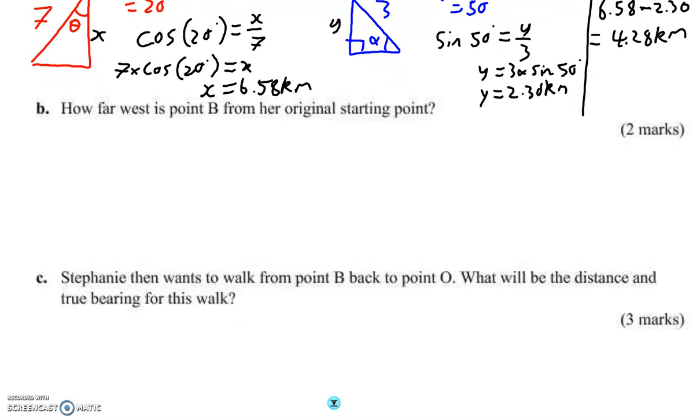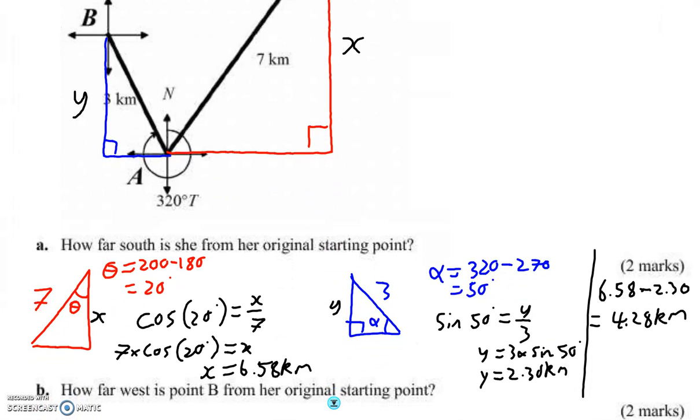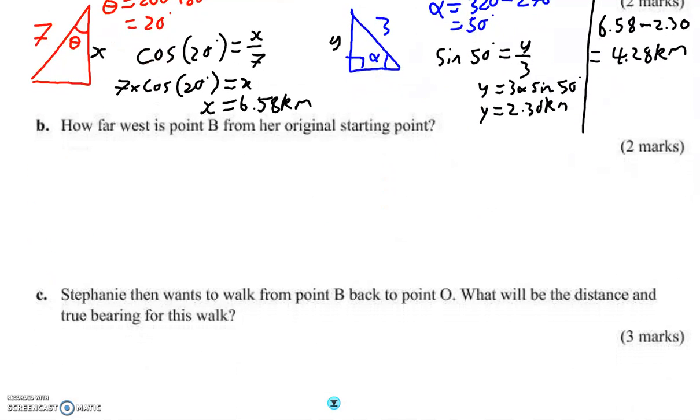How far west is point B from her original starting point? So here we're going to use the exact same triangles, but now we're looking at distance west. Okay, so if I label these sides as, let's go C and D. We're going to have to add the lengths C and D together to get the total distance west. Again, I'll draw my two triangles.